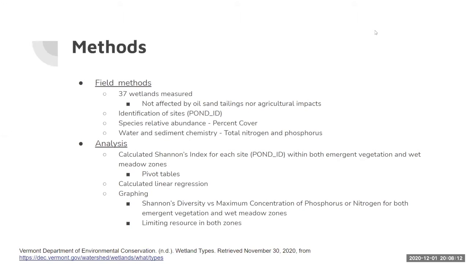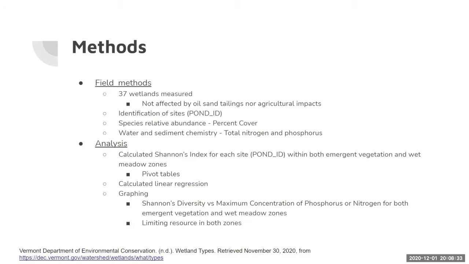The dataset includes 74 wetlands, 37 of which we used to conduct our study. These 37 wetlands, which are considered to be reference wetlands, are considered to be the least disturbed of the complete set as they are free of oil sand tailings and agricultural impacts. These 37 wetlands were divided into 3 regions, of which we examined 2, those being emergent vegetation and wet meadow zones.